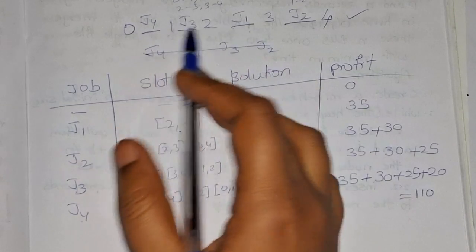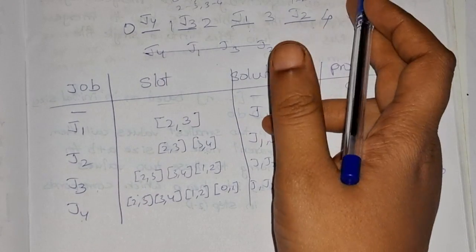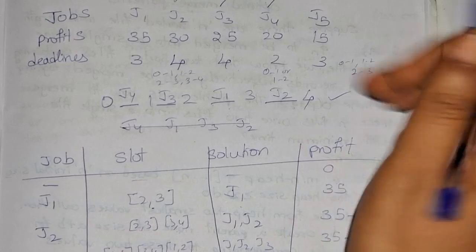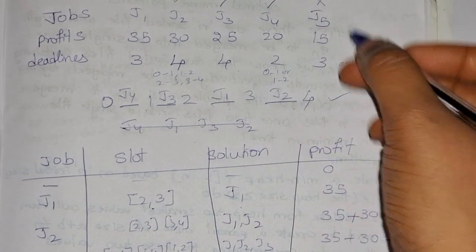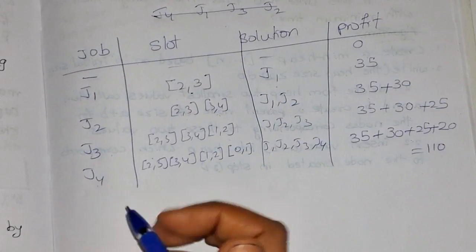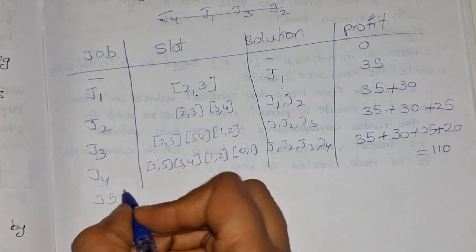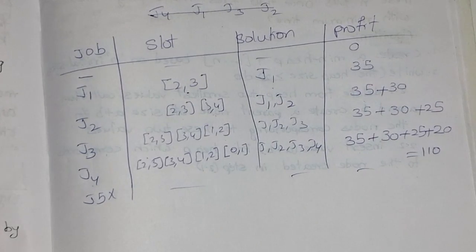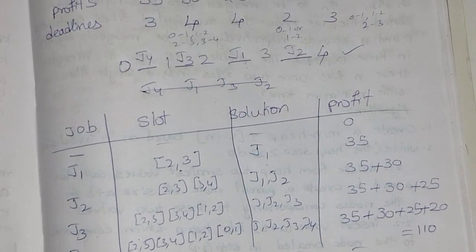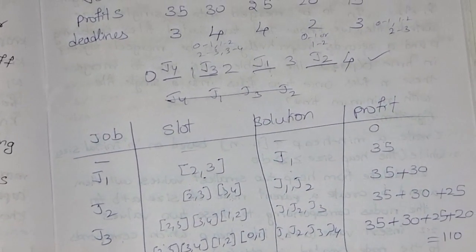Since the slots are full, we are neglecting job J5. We are not writing job J5 because the time slots are already full. So we are neglecting this job J5, right? This is how job sequencing with deadlines is solved using the greedy method.